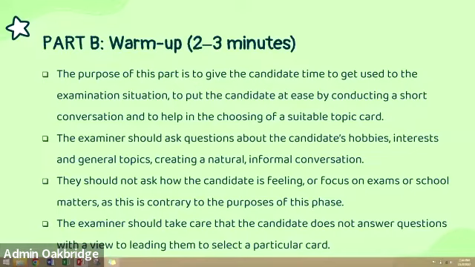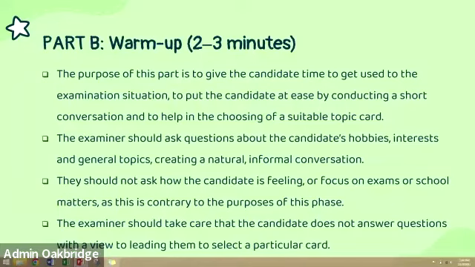However, the examiners or the teacher should not ask about how the candidate is feeling or your focus on the exams or any school matters. Why? Because this is contrary to the purpose of this phase. They can only talk about your hobby, your interest, or any general topic, anything about current issues, but of course not sensitive issues. And lastly, the examiner will take care that the candidate does not answer questions with a view to leading them to select a particular card.